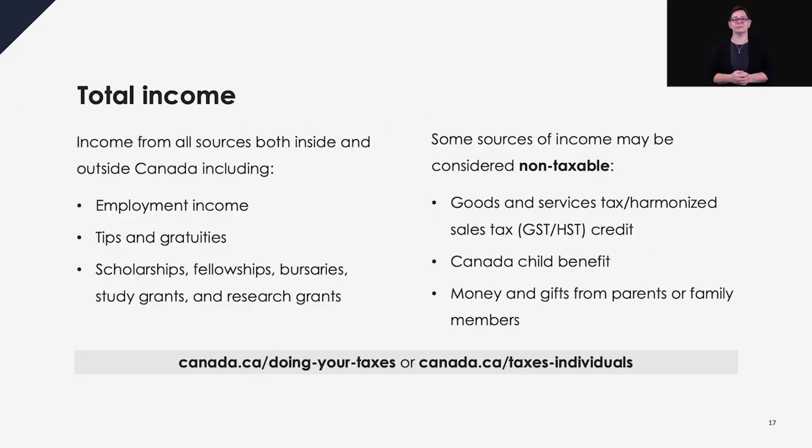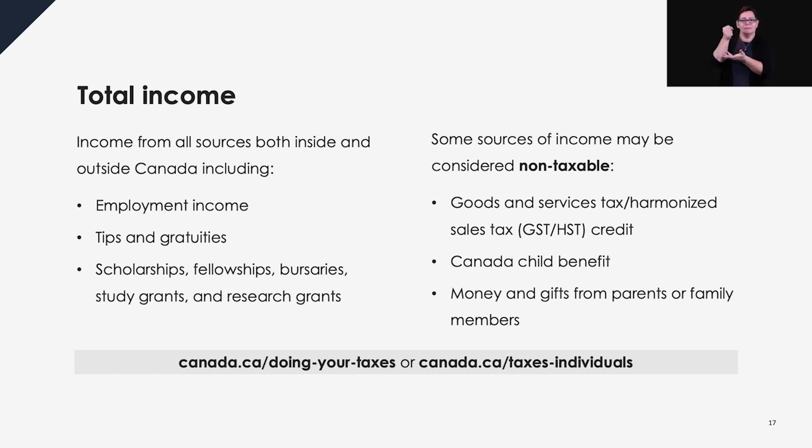To do your taxes in Canada, you need to understand your total income. Your total income includes your income from all sources, both inside and outside Canada. You can receive many different types of income, including employment income. Employment income includes any income you receive from your job, such as tutoring or working on or off campus. Your total income also includes any tips or gratuities you receive from your job and any bursaries or grants you receive from your studies or research.